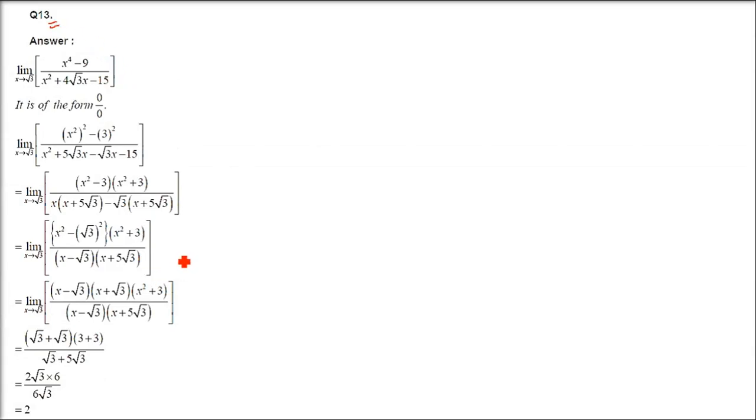Question number 13. We have limit x tends to root 3, x to the power 4 minus 9 divided by x square plus 4 root 3x minus 15. So we have root 3 in the denominator, we have x tends to root 3, so x minus root 3 has to be a factor. So x to the power 4 minus 9: this x, we are going to write as x square whole square, and this as 3 whole square.